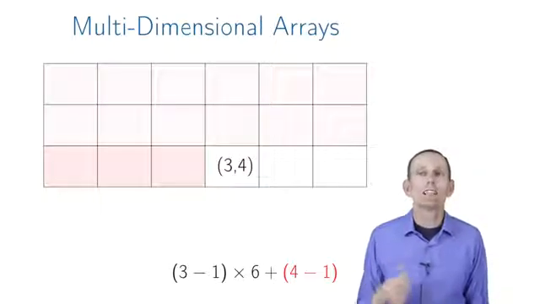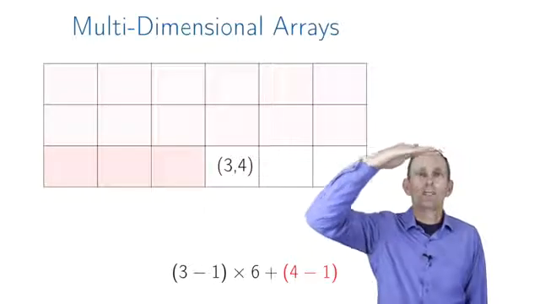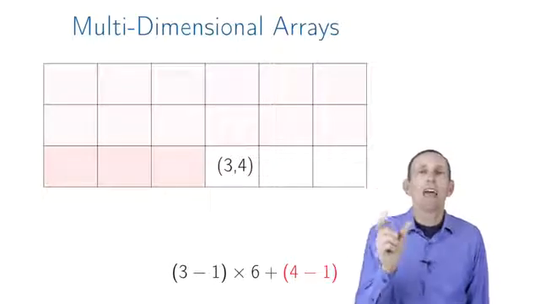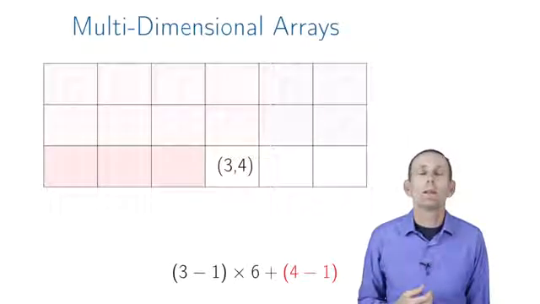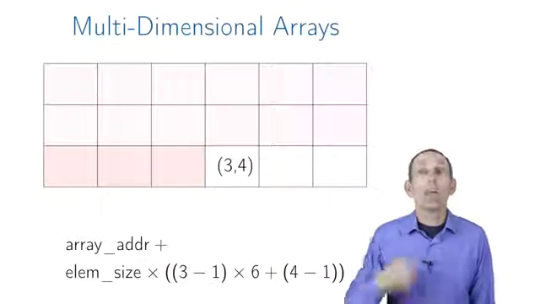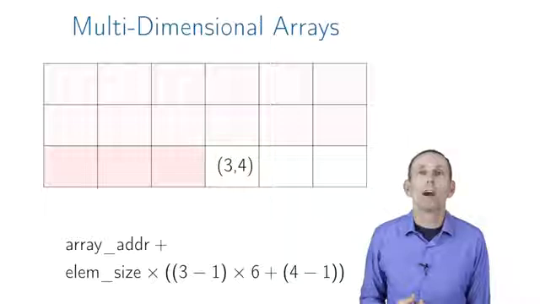So this basically gives us 15: 6 for the first row, 6 for the second row, and then 3 for the third row before this particular element. We take that 15 and multiply it by our element size, and then add it to our array address. And that will give us the address of our element 3, 4.